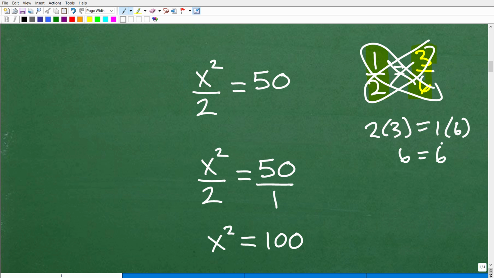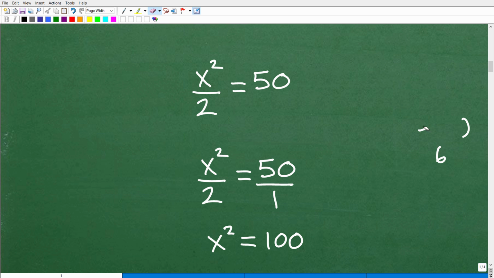So this is what we call the cross product. In other words, we can think of what's going on here as a proportion. In mathematics, when you have two equal fractions, one fraction all by itself equaling another fraction, we can use this property I just showed you, the cross product, to solve these equations. So we have 50.